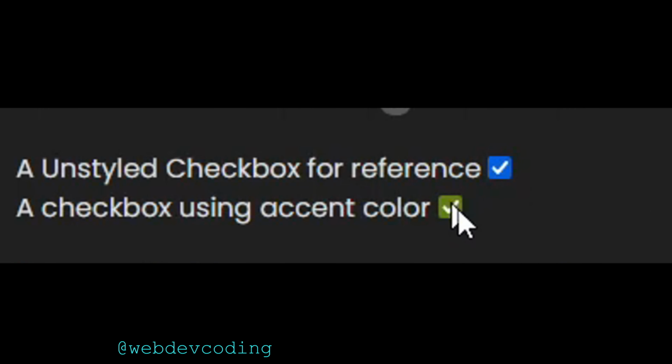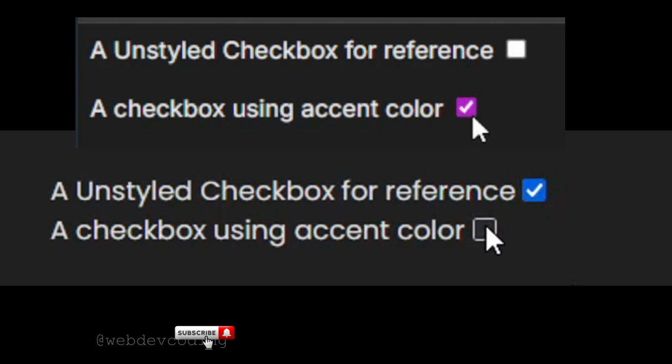Have you ever had a checkbox that you want to change color? Well, if you have, then accent color is a way that you can use to change it. Let's get into the code.